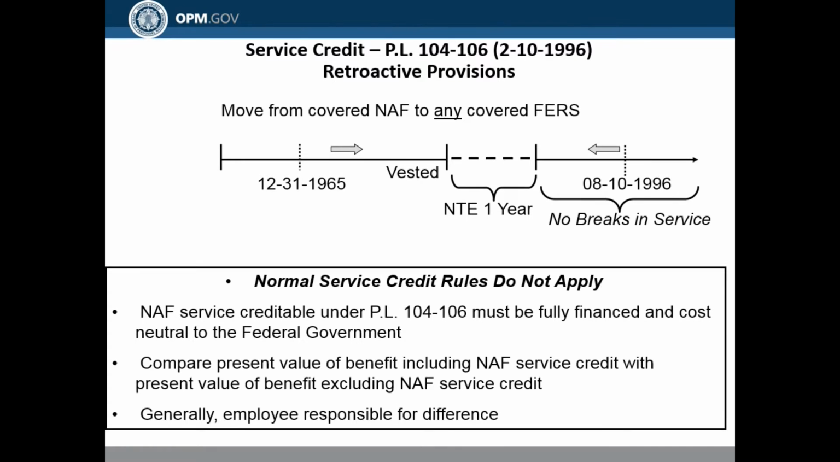So if you wanted to use the NAF service, then we're going to look at the cost of what the benefit was if we used the NAF service, what the benefit was if we didn't use the NAF service, and basically we're going to bill the employee for the difference. Now, how are we going to bill them? It's generally going to be an actuarial reduction.